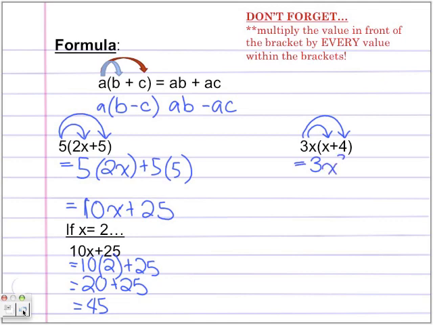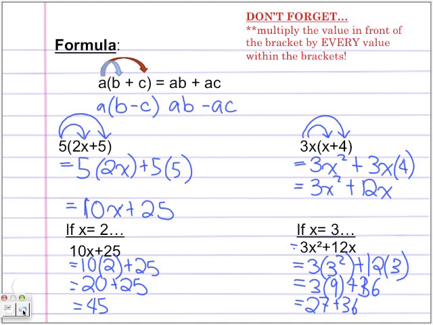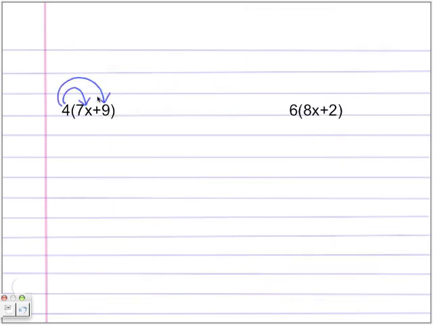So it's going to be 3x squared, because you multiply x by itself, plus 3x times 4. So that's going to be 3x squared plus 12x. And if x equals 3, it's going to be 3 squared plus 12 times 3. That's 3 times 9 plus 36. That's 27 plus 36, which is 63.